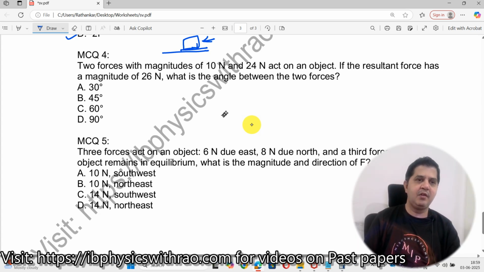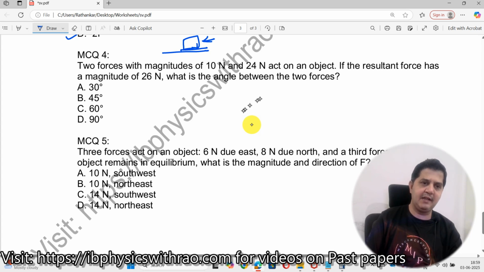Question number 4. Two forces with magnitudes of 10 Newton and 24 Newton act on an object. I will take an object and draw a floor here, and say 10 Newton and 24 Newton are acting on an object. If the resultant force has a magnitude of 26 Newton, what is the angle between the two forces?